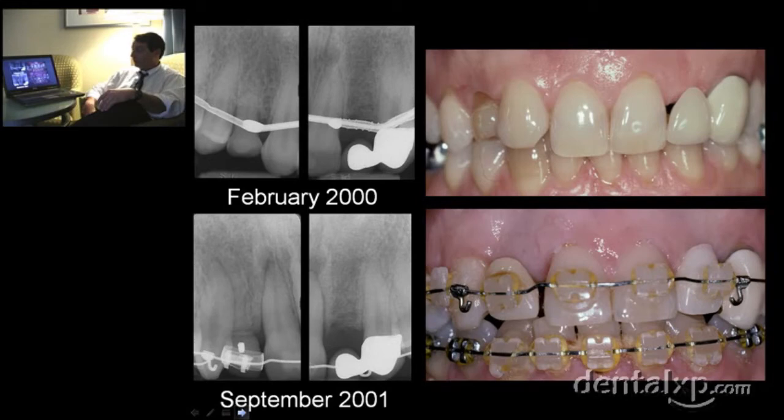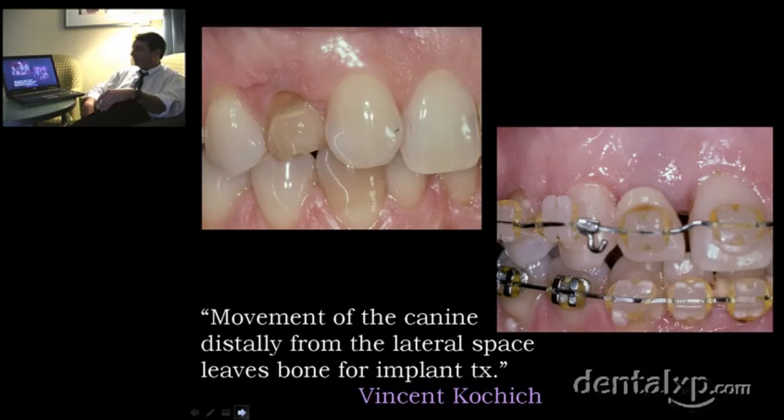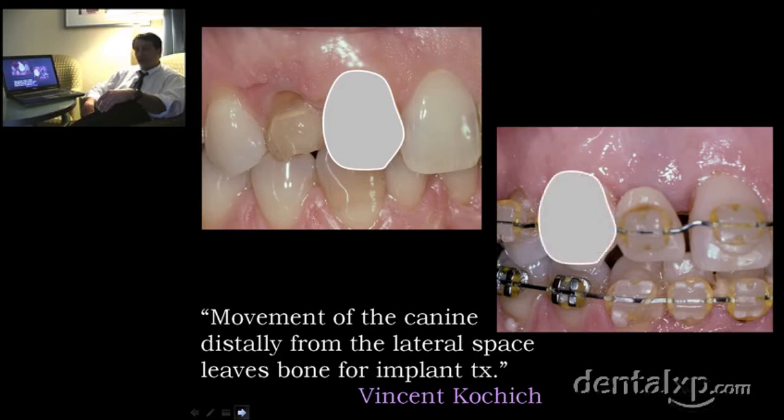It took us just a little bit over a year and a half to complete the orthodontic therapy for this patient. Teeth were moved slowly, and so that would not cause any root resorption, and the orthodontist in this case did a very nice result. So, movement of the canine distally from the lateral space does leave bone for implant treatment. And here you can see the before and the after of the movement of the canine distally. Here we've highlighted the canine in gray before treatment, and now we've highlighted the canine in gray after treatment, and you can see the amount of bodily movement we were able to get with this canine.